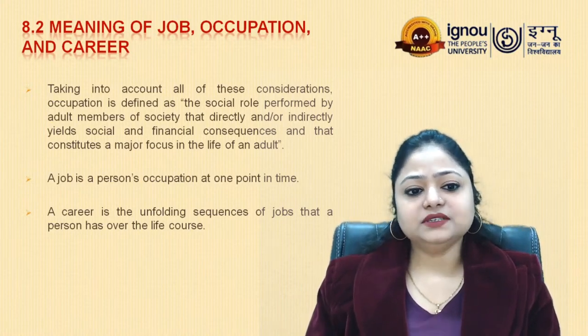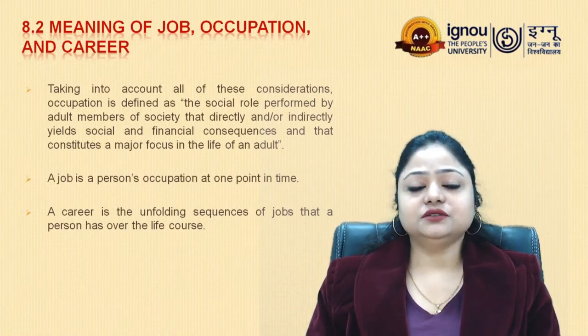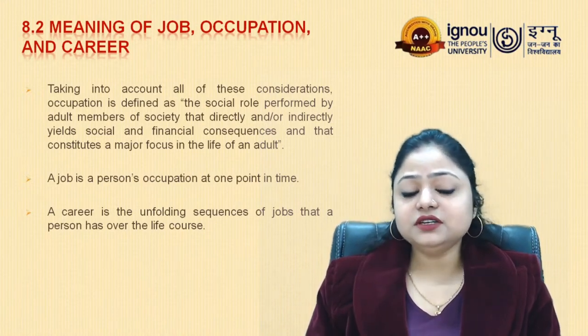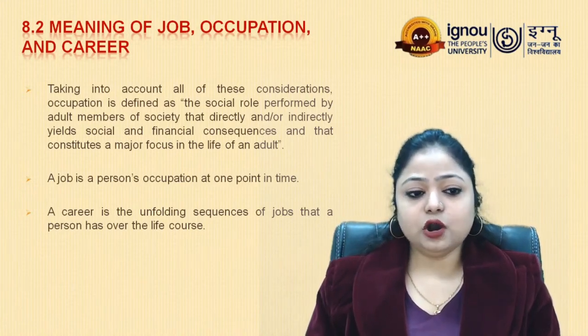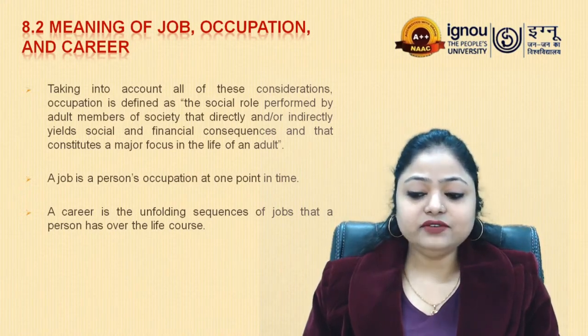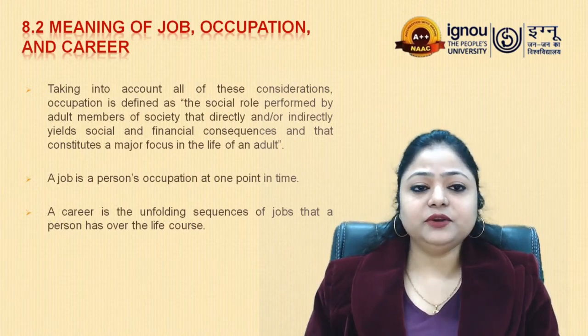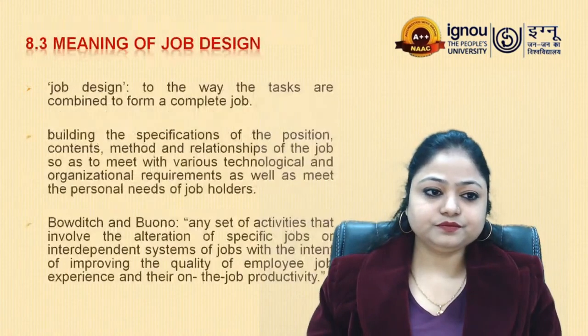So the job is a person's occupation at one point in time. So if I'm a professor, my job is to teach. My job is to write and do the research. So a career is the unfolding sequence of jobs that a person has over the life course. So I have a career in teaching. So this is how we differentiate between occupation, job, and career.